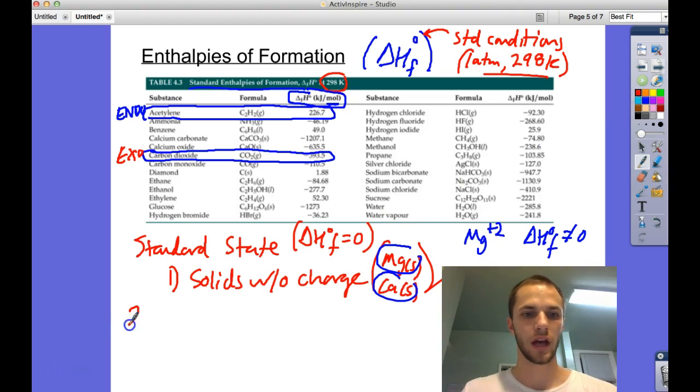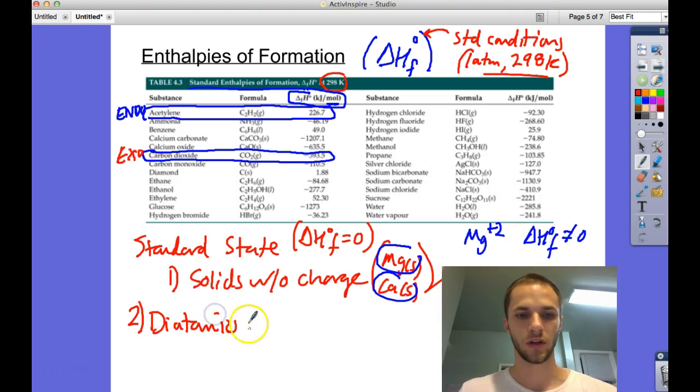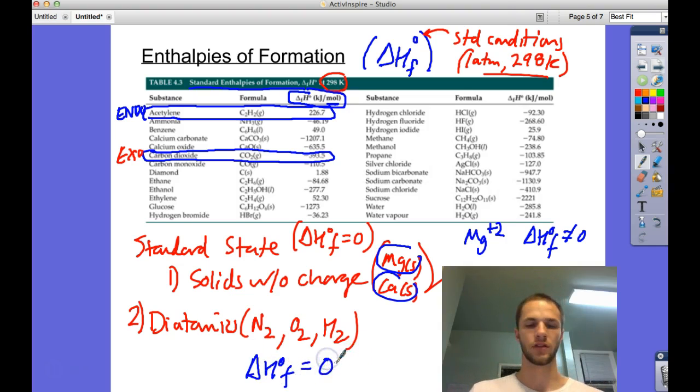Other elements that are in their standard state are the diatomics. So if in a reaction you see something like N2, O2, H2, you need to know that the enthalpy of formation of those is 0 in their standard state. These compounds do not represent their elements in their standard state. That's why they're not at 0. But we need to use these in order to do quantitative calculations.